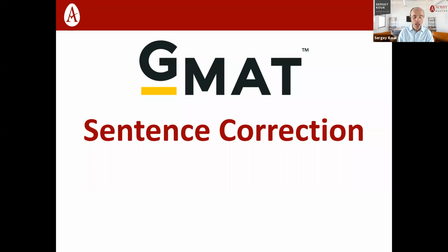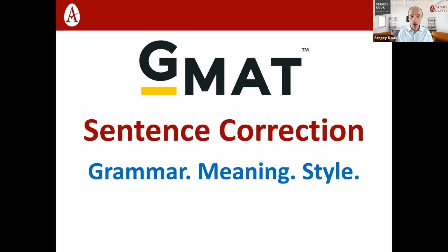Yeah, a few people are saying grammar. Some people are saying spelling, punctuation. So there are actually three things that the GMAT would test. There's grammar, which by the way means the structure of a sentence. So we're talking about how we arrange the words, that's all about grammar.